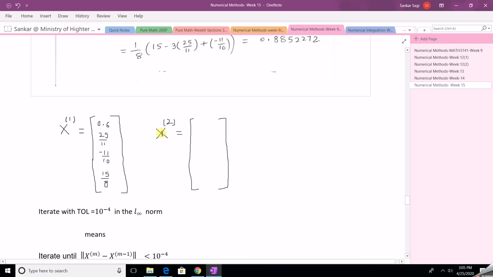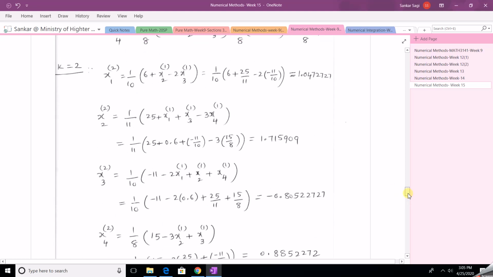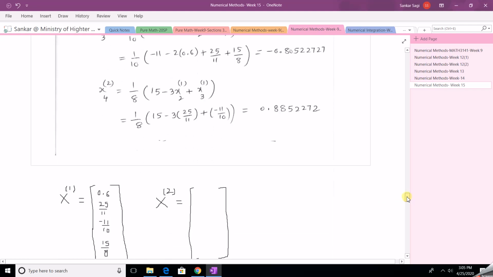Similarly, you can write X2, that is the second approximation of all these values. You can write these values: this is the x1 value in the second approximation, the x2 value, x3 value and x4 value. Using that, you can write the capital X for the second approximation of all these values as a column vector.